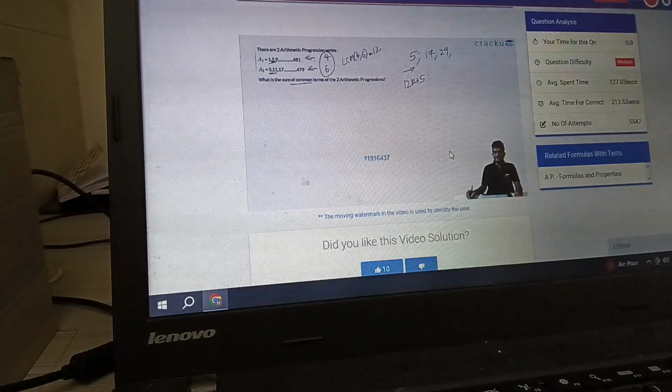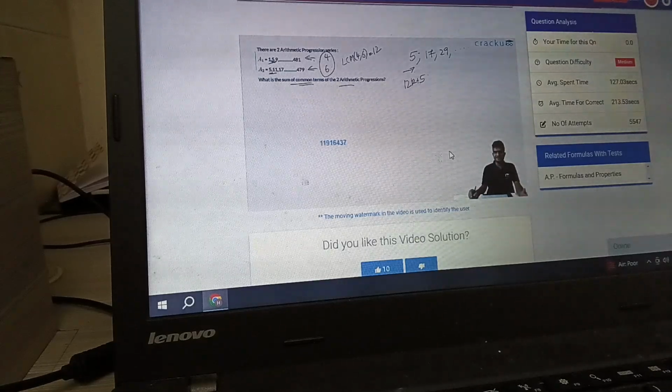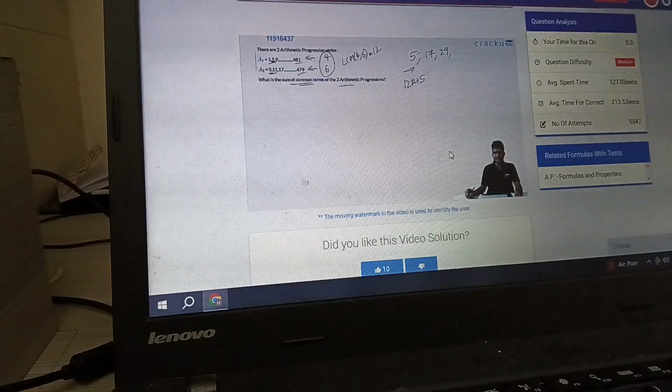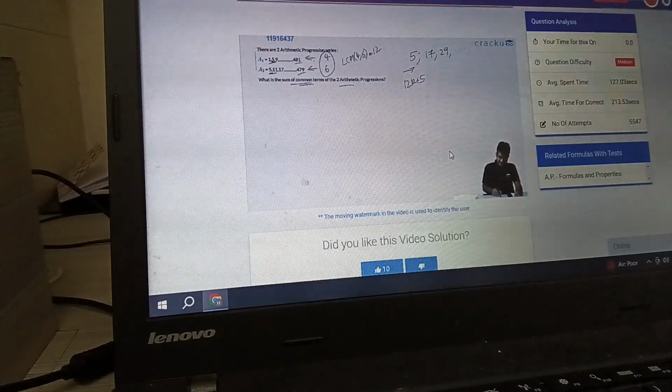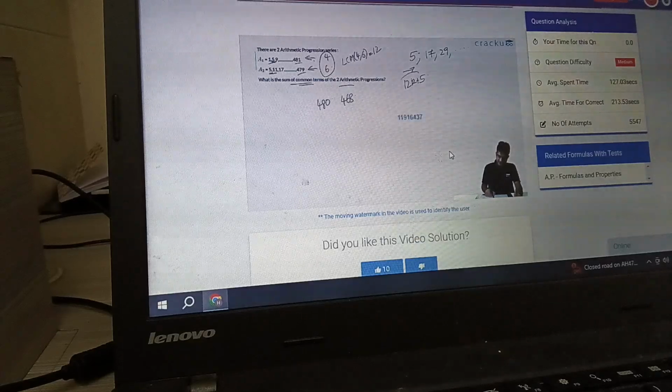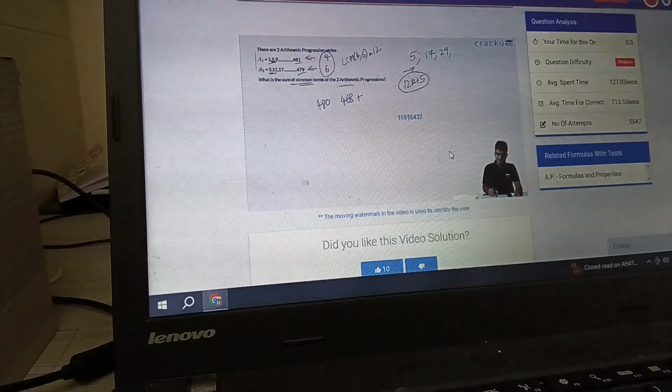What will the last term be? If you are asked to find the sum of these common terms, it is always an easy way to calculate the last term, calculate the number of terms and then calculate the sum. The first one ends at 481, the second arithmetic progression ends at 479. So the last term will be of the form 480, which is a multiple of 12. If you subtract 12 from it, it will be 468. All the common terms are of the form 12k plus 5. So the last common term will be 468 plus 5, which is equal to 473.